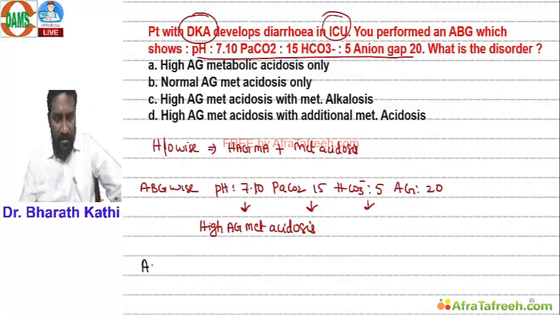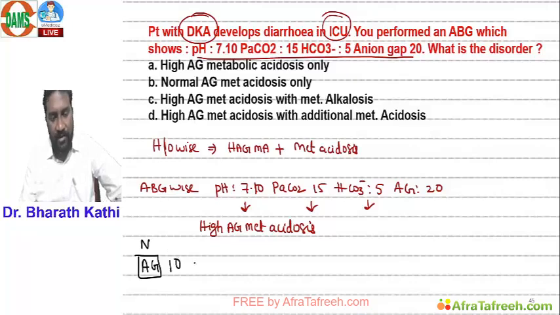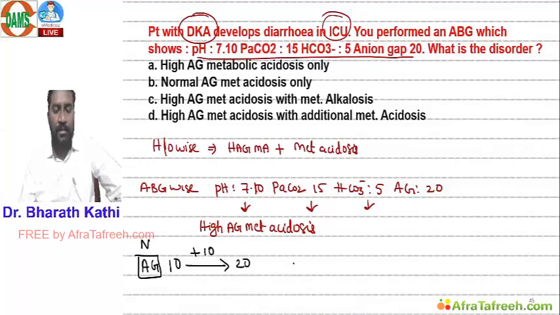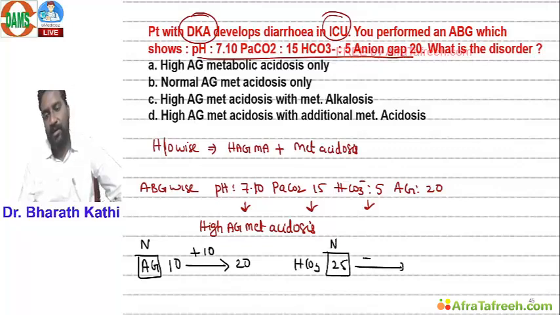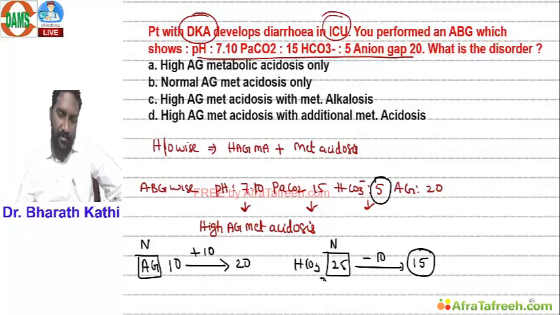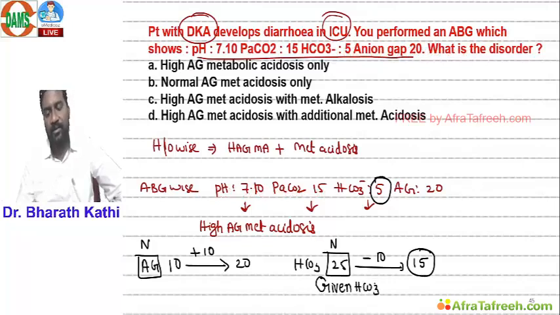Now in this patient, anion gap has increased from the normal value of 10 to 20. It has increased by 10. So what should happen to bicarbonate? If you take the normal bicarbonate value as 25, it should decrease by the same amount and reach 15. But in the question it is 5. So the given bicarbonate of 5 is very much less than the expected bicarbonate.